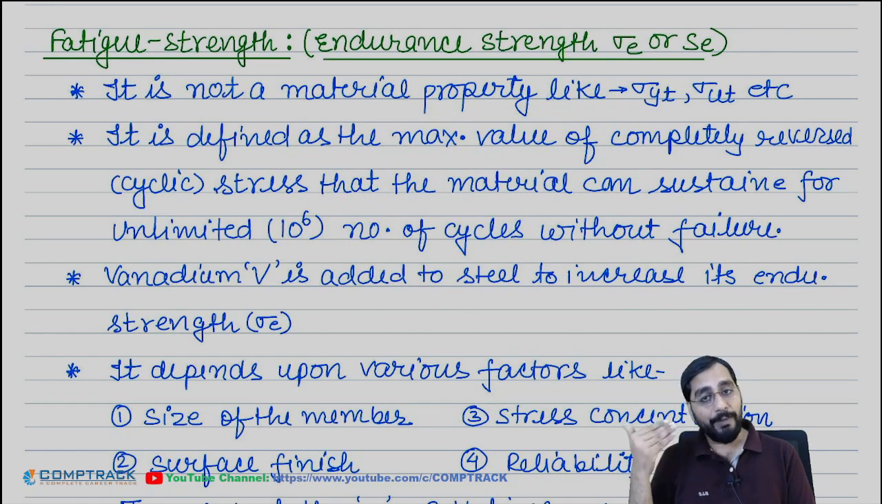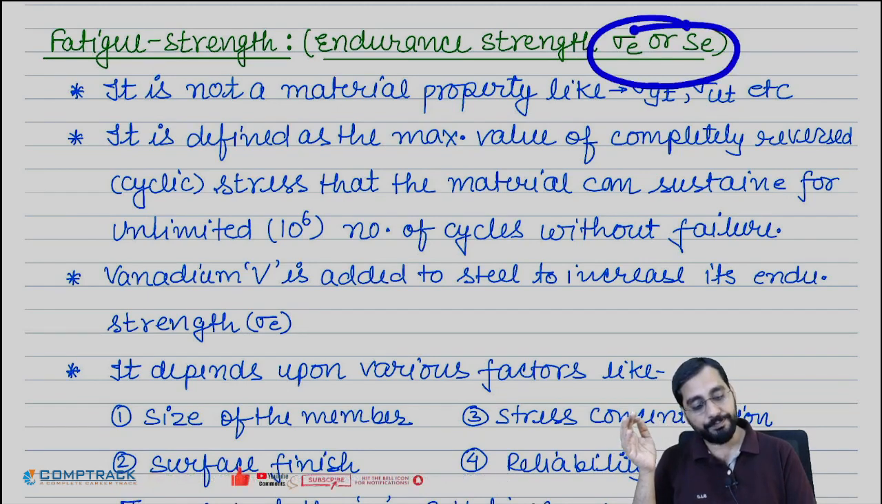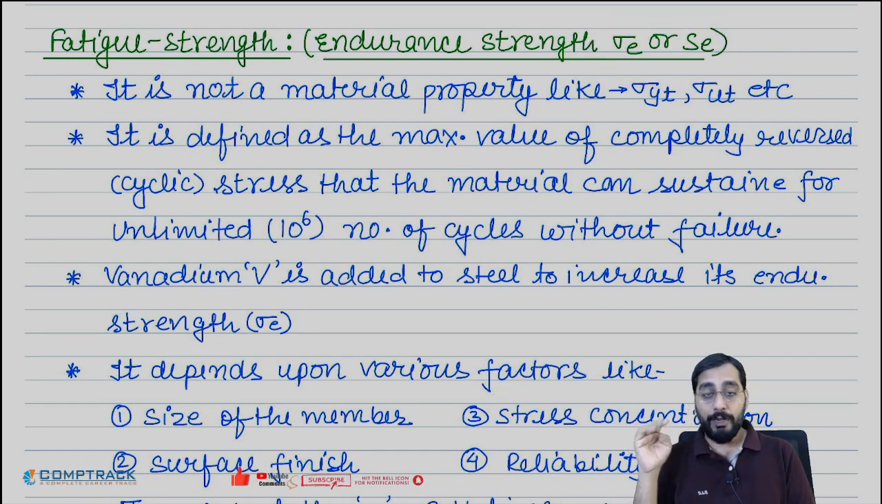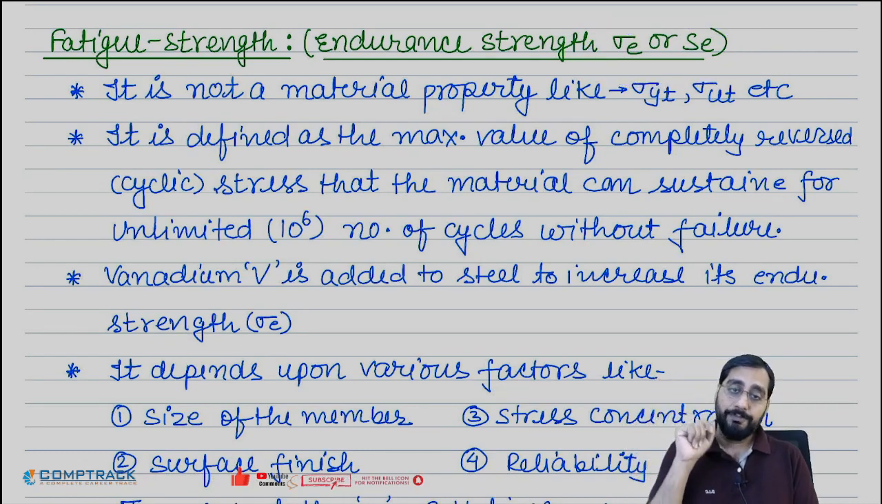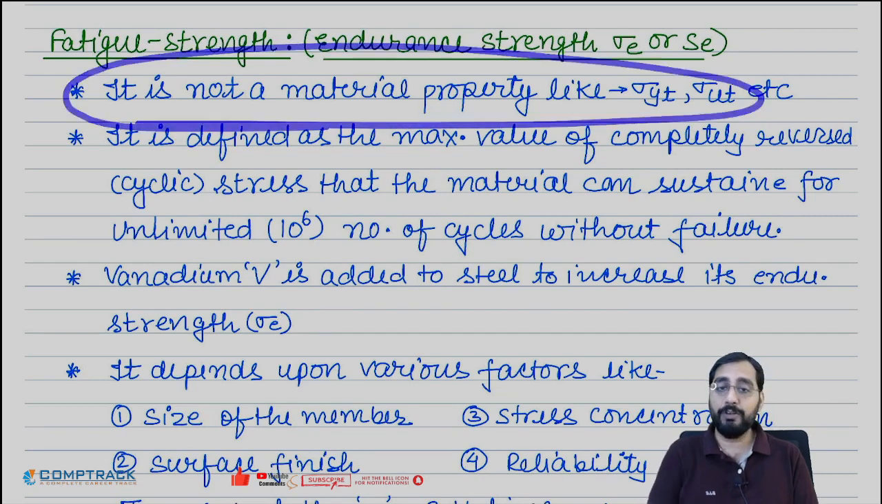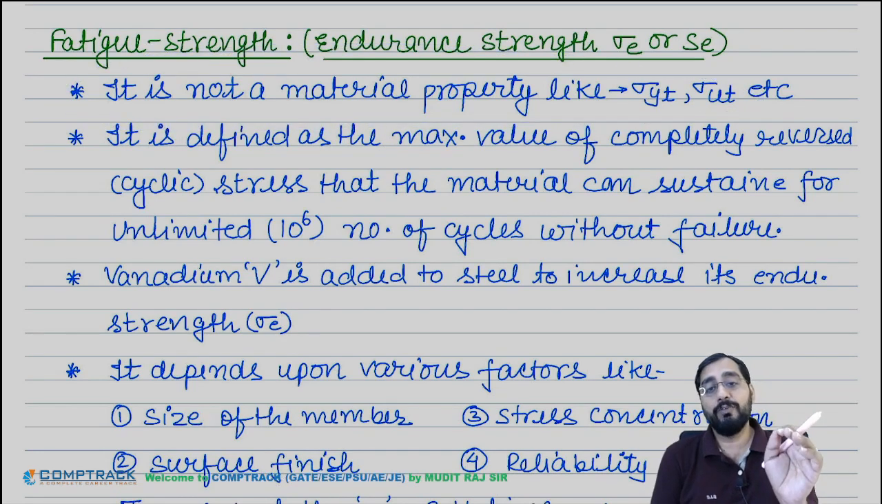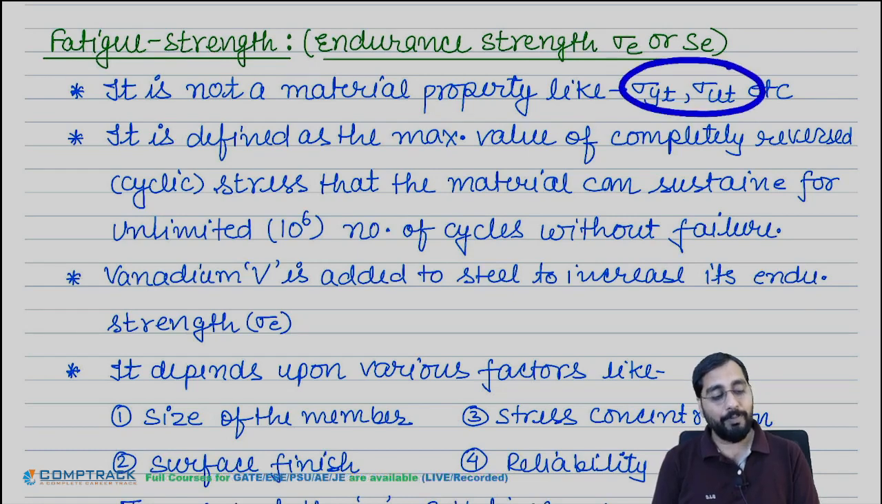So for this type of loading, we have to check a new type of strength, meaning sigma E. Now what is this sigma E? First of all, this is not a material property. So this will not be a fixed value for any material. These are the material properties.